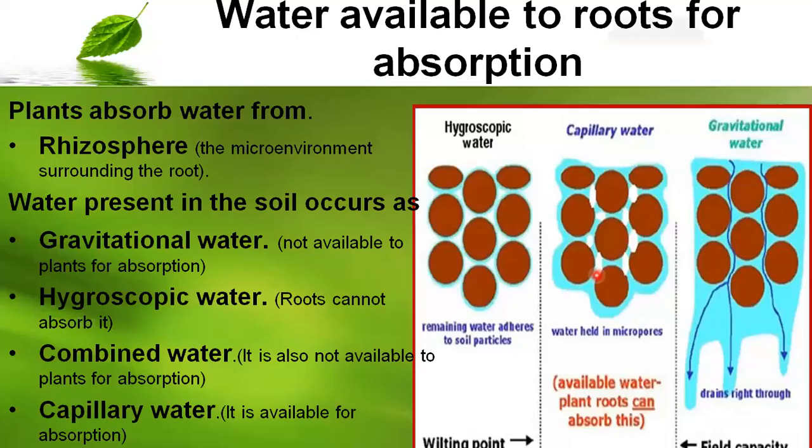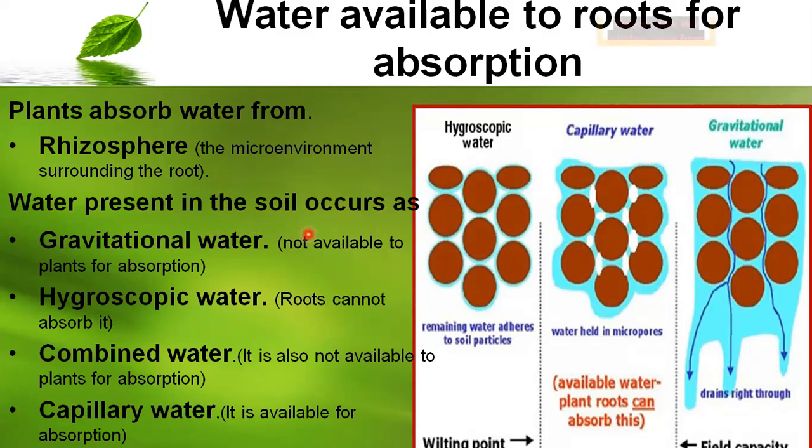First we will see about water available to roots for absorption. Plants absorb water from the rhizosphere. Rhizo means root and sphere means environment, so the micro environment surrounding the roots. Now this rhizosphere is very important for regulating the soil organic matter, decomposition and nutrient cycling, and it is important for the growth of the microorganisms also.